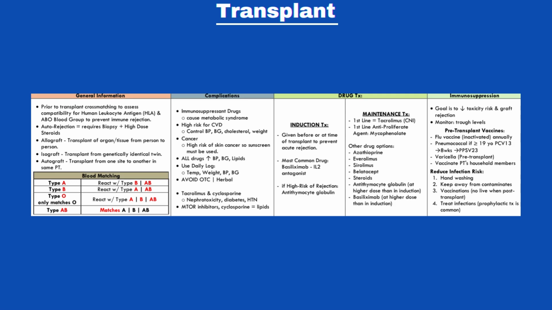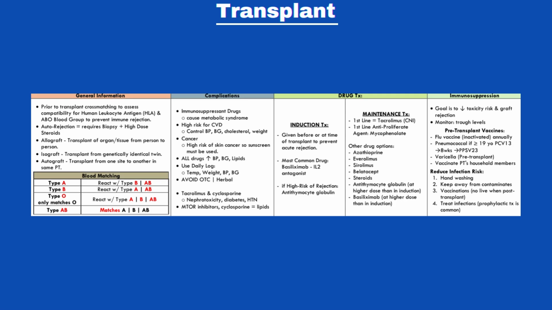Auto rejection requires a biopsy and a high dose of steroids. That's basically when the body itself is rejecting the organ, and a high dose of steroids helps calm the body down a little and prevents it from attacking itself.